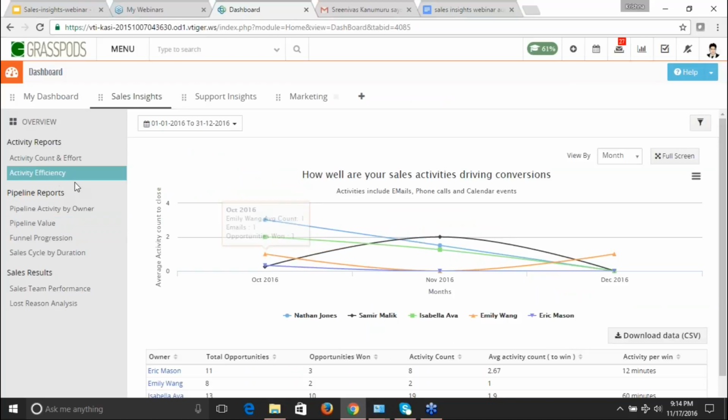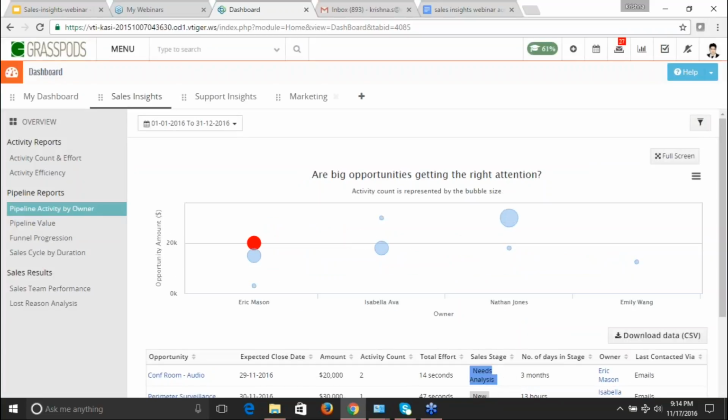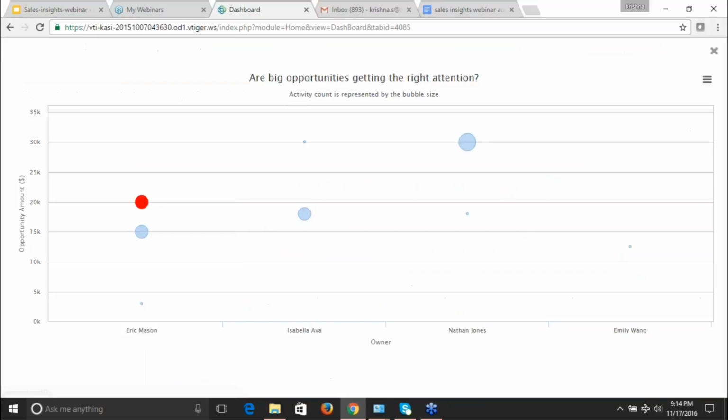All right, now we're going to move into pipeline reports. Let's start with the pipeline activity by owner. This, for me, is the most important chart that I usually start off with. On the y-axis, you have the deals, and the higher on the scale, the bigger the deal is. And the bubble itself represents how much work is going into the deal.